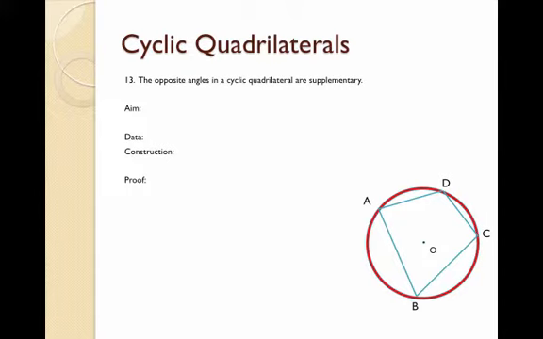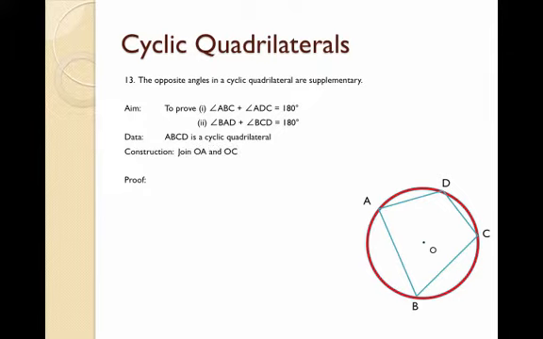So we are going to attempt to prove two things for this theorem. The first is that angle ABC and angle ADC add to 180, and you can see them labelled there on the diagram. The second is to prove that angle BAD and angle BCD are also equal to 180 degrees. We know that the quadrilateral is cyclic. Again, this means that the vertices are points on the circumference. We are going to join OA and OC together to use in our proof.